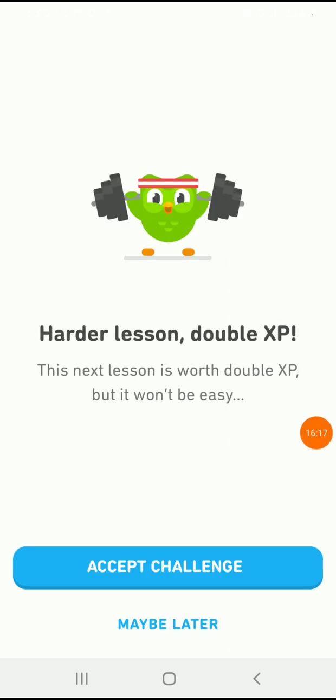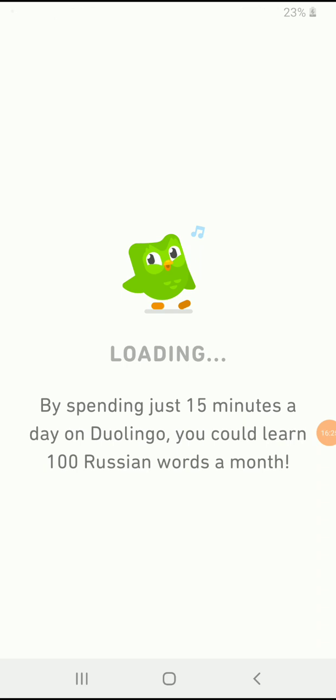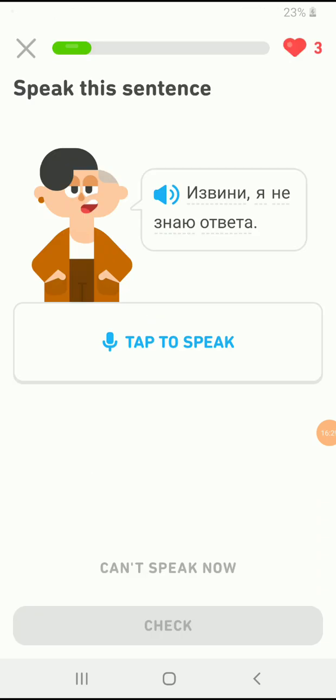Okay, so I was thinking that I was going to do something else, but Duolingo is proposing me this challenge. I'm gonna take it. So let's see. Извини, я не знаю ответа. Let's see how I will do. Ответа, it's the answer. So, sorry, I don't know the answer.